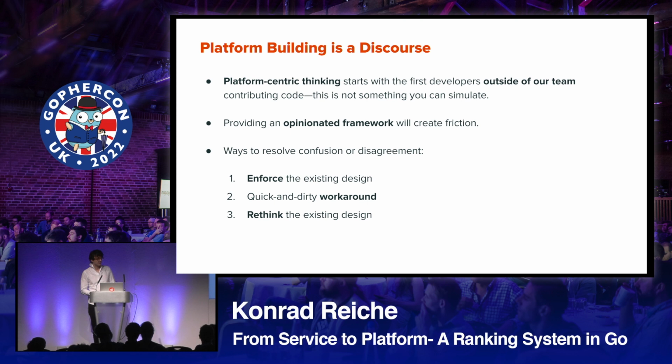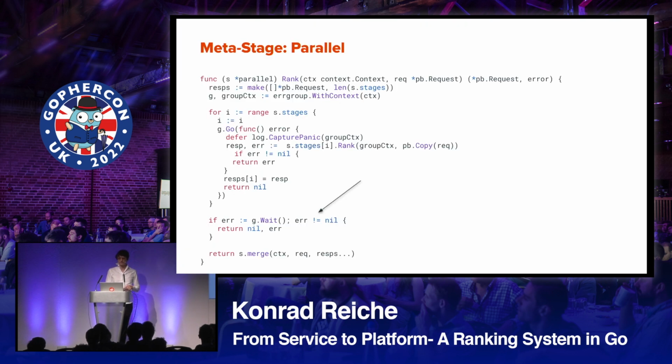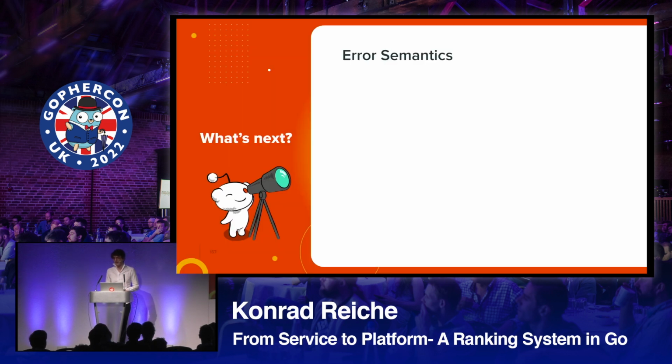Okay, with this in mind, what is left? Or rather, what's next? One of them is error semantics. If we think back to how the parallel stage is implemented, once a substage fails, it fails the entire pipeline, the entire parallel pipeline altogether. That's a bad thing, because we don't always need the whole pipeline to succeed to produce a feed for the user. And a degraded feed is better than no feed at all.